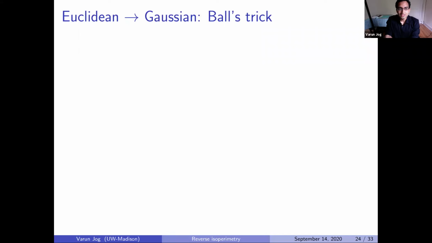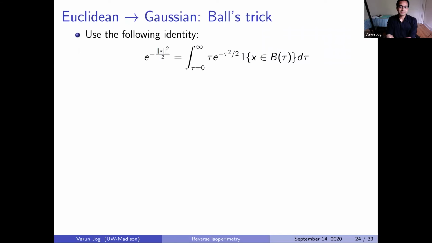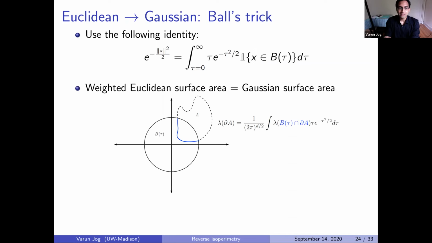In the Gaussian setting, this is where we use Ball's trick. It uses this identity that e to the magnitude of x squared by 2 is the following integral. And this integral allows you to think of the Gaussian surface area as some kind of a weighted Euclidean surface area. So let's say you have this set A and you want to calculate its Gaussian surface area.